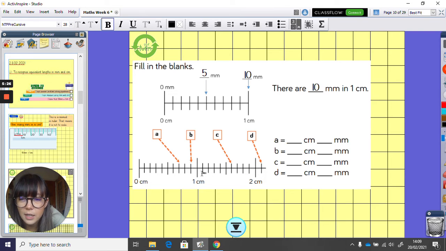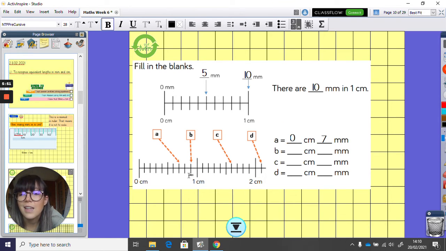Now this gets a bit trickier. Let's have a look at A. So A is this line here. So we need to count up in millimetres until we get to that line, because we know that's going to be less than 1 centimetre. 1, 2, 3, 4, 5, 6, 7. So there's 7 millimetres. A is 7 millimetres, but how many centimetres is it? It's no centimetres because we haven't actually got to 1 centimetre yet.